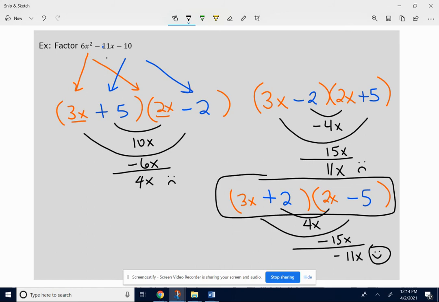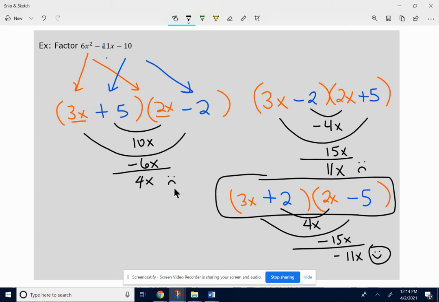We did it. We thought about two numbers that multiply together to give us the 6x squared, and put them in the first positions. We thought about two numbers that multiply together to give us that last term, and put them in the second positions. And eventually, when we multiply the insides and the outsides and combine them, hopefully we'll get the right thing. And we did. Guys, this takes lots and lots of practice. It's really hard at first, but it gets a lot easier.